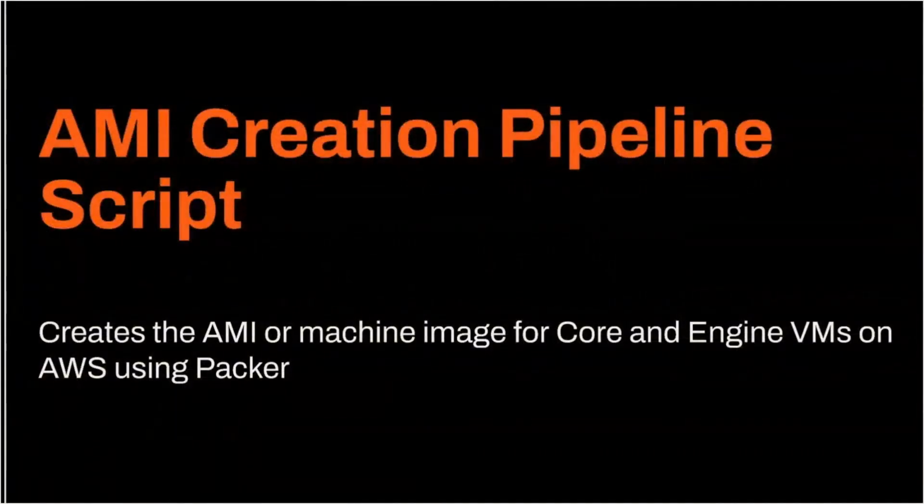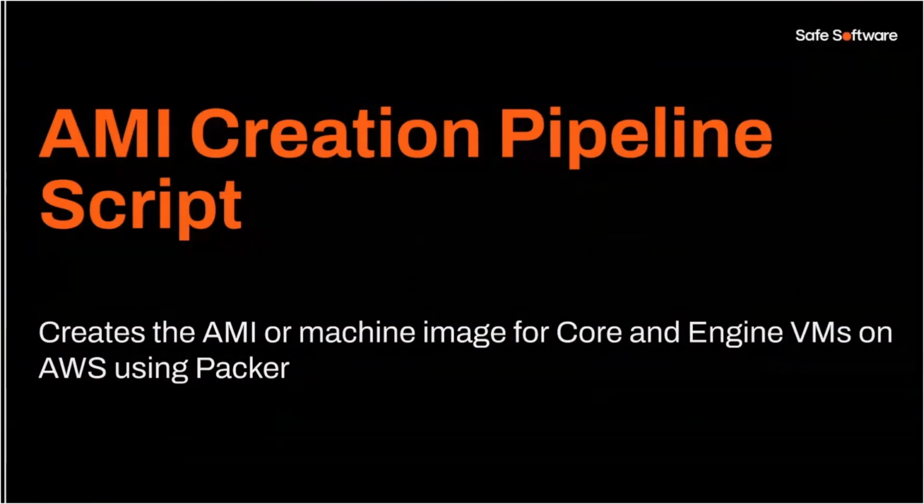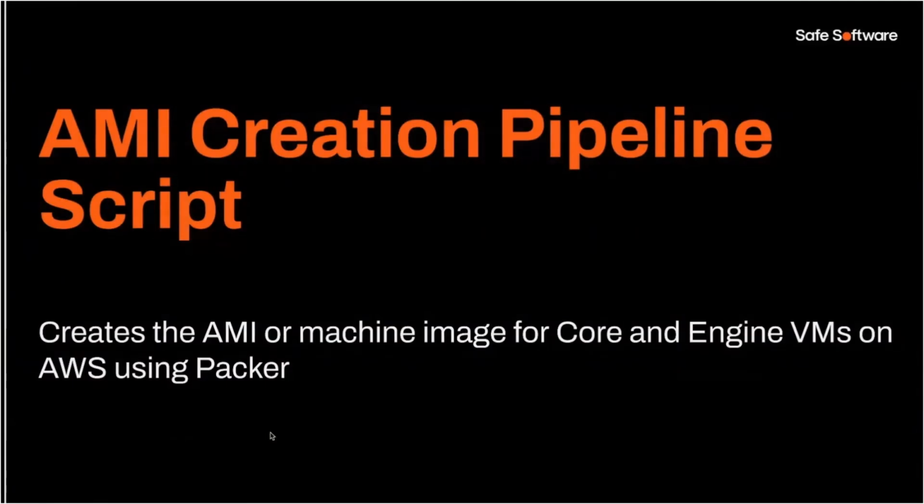Now our first pipeline creates AMIs, or machine images, on AWS using Packer. Then these VM images will be used in our next pipeline when we deploy fault-tolerant FME Flow. We need 2 different AMIs here, one for the Flow core and one for the engine VM. So let's just look at the script for this.